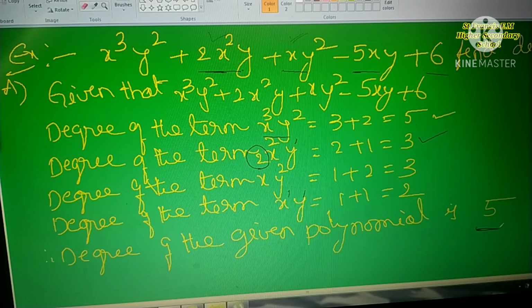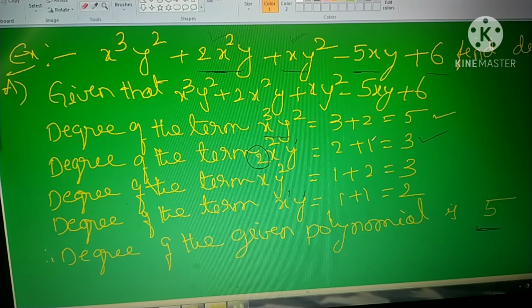Understood how to find it here? First find the degree of each and every term. After that, choose the highest degree, and that is the degree of the polynomial. Okay.